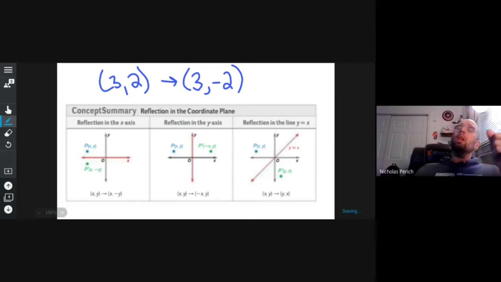Similarly, if I reflect over the y-axis, what was once on the left now goes to the right and vice versa. So the y value stays the same and the x value changes.